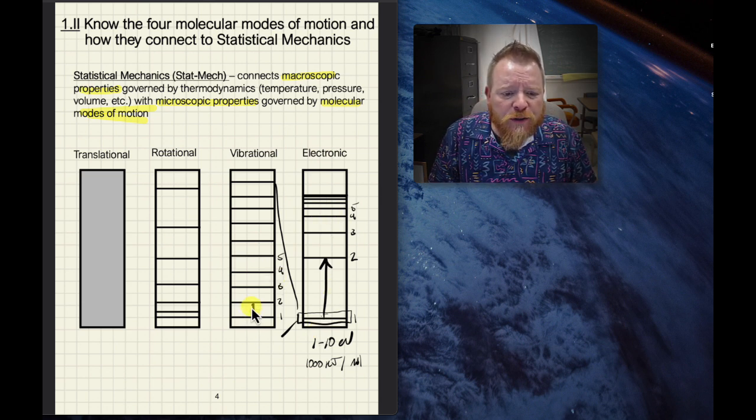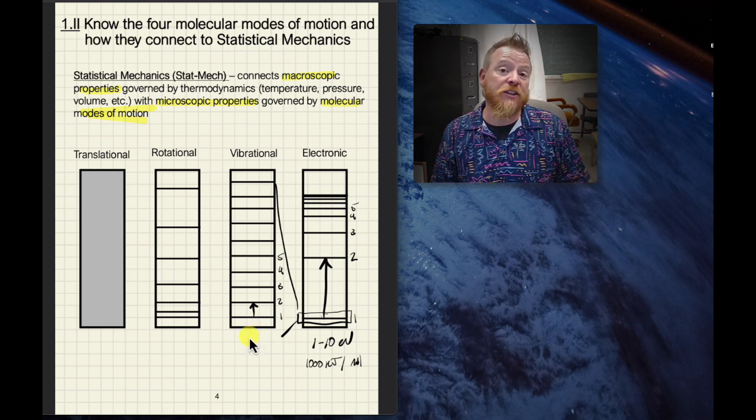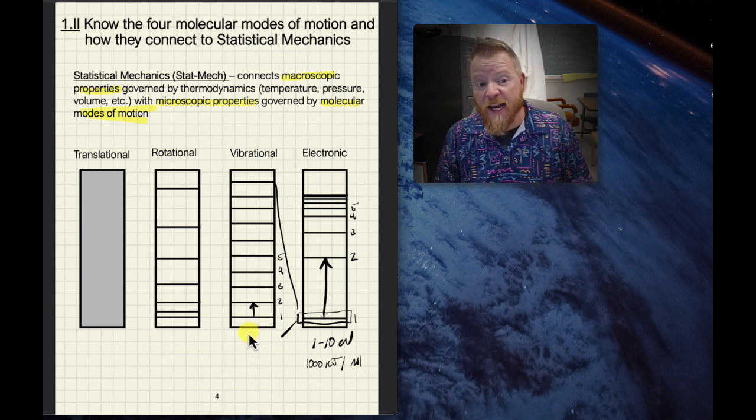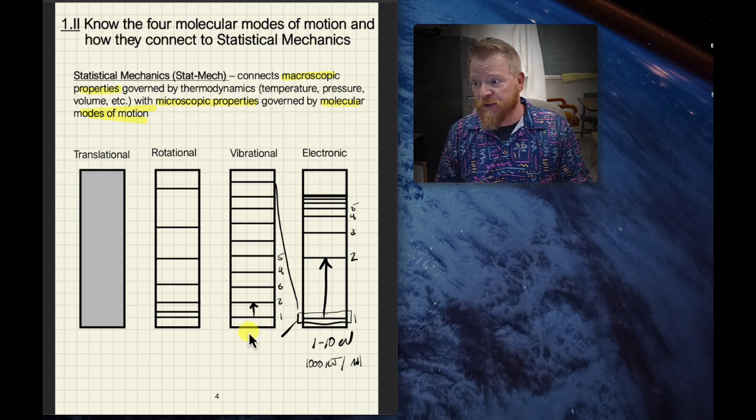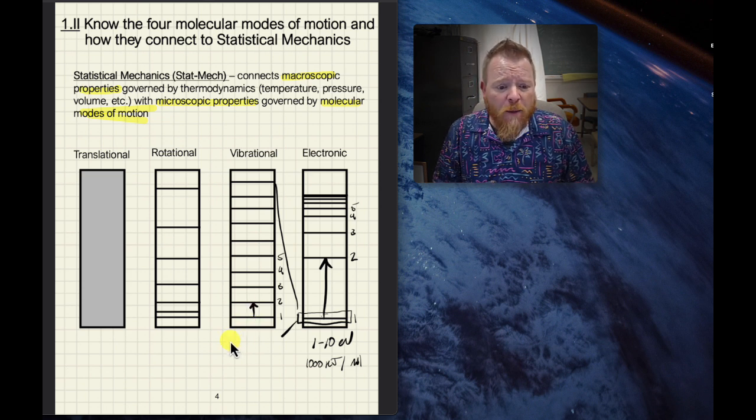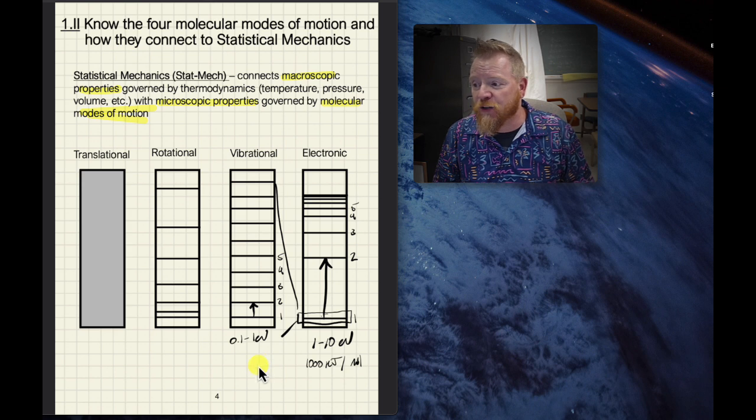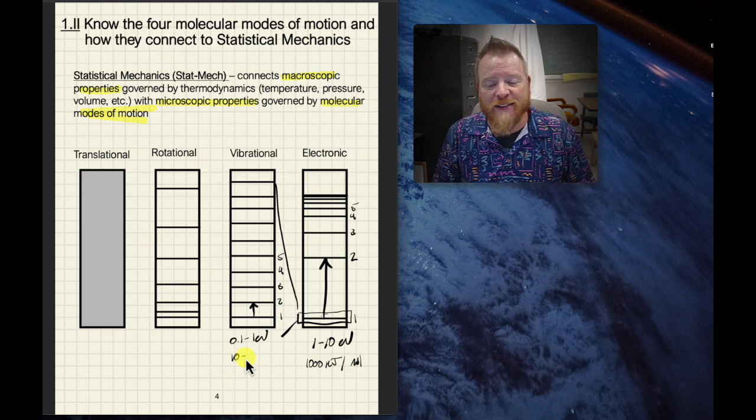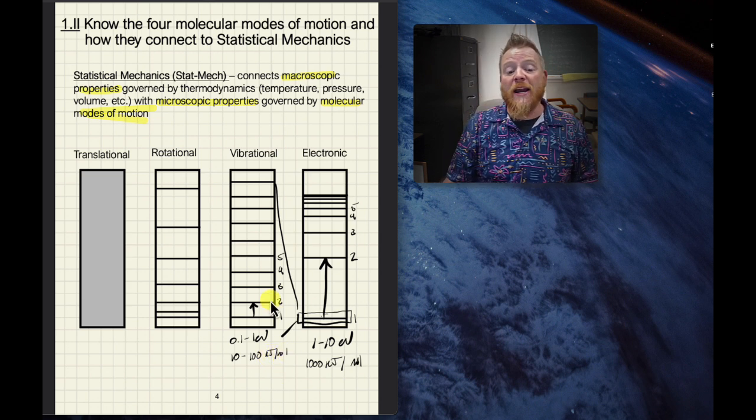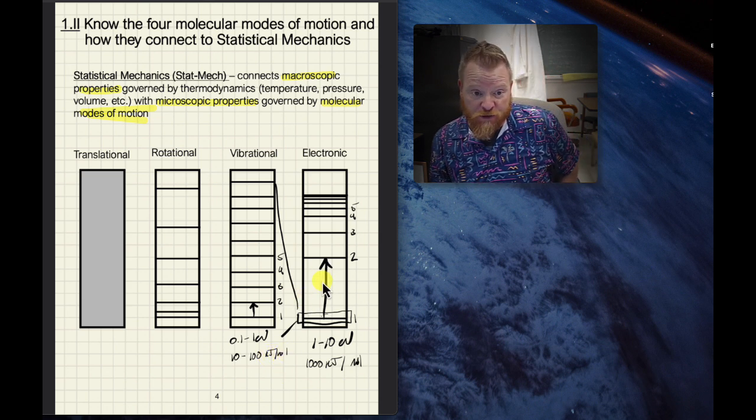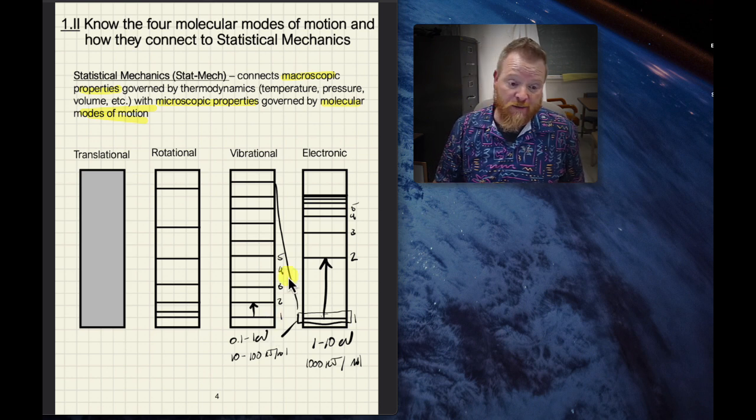And again, if we were to look at a typical transition from the vibrational ground state to the next vibrational state, we would see that that's about 0.1 to 1 electron volt, or anywhere between 10 and 100 kilojoules per mole. So quite a bit of difference in energy from the electronic levels to the vibrational levels.